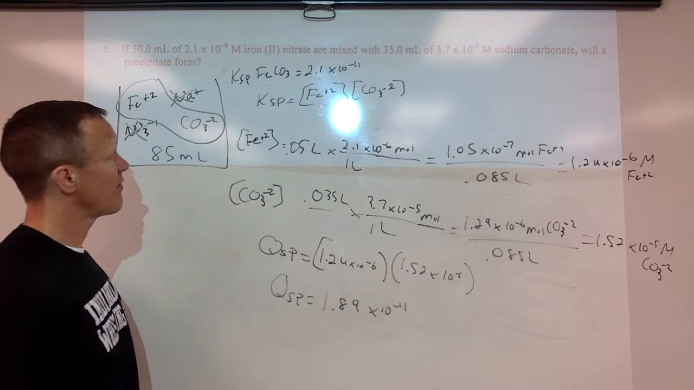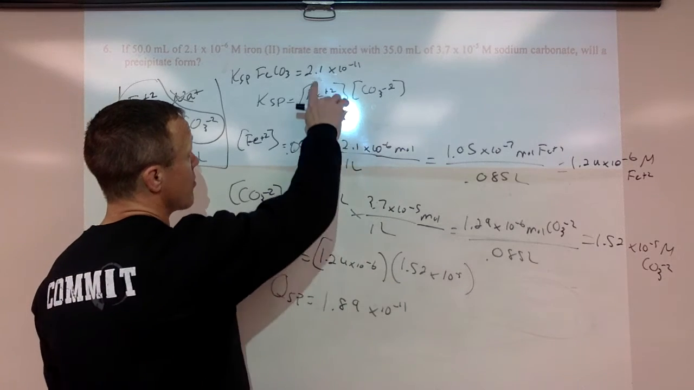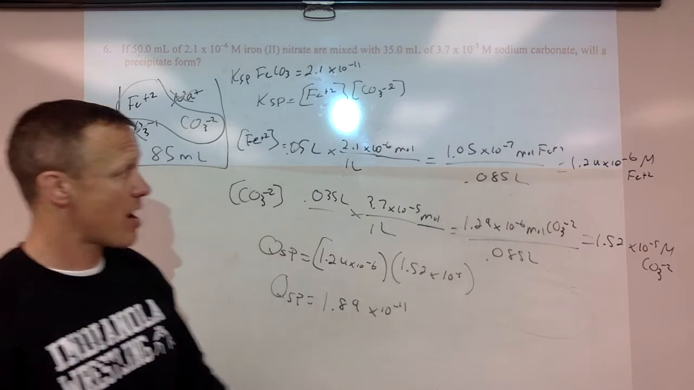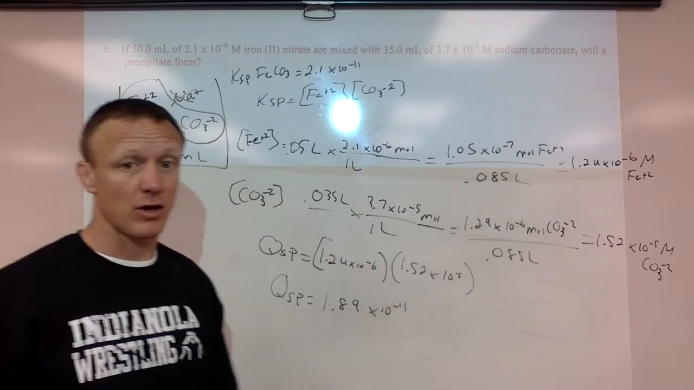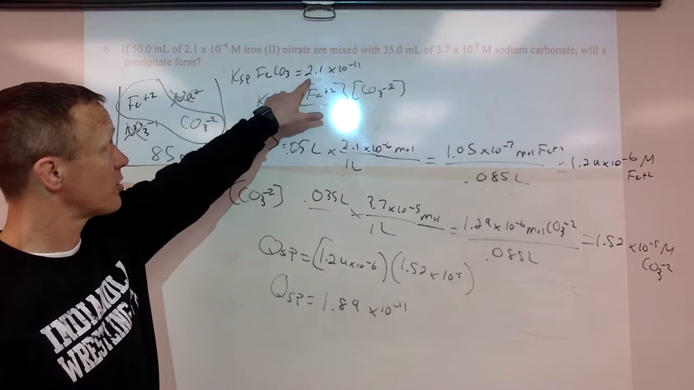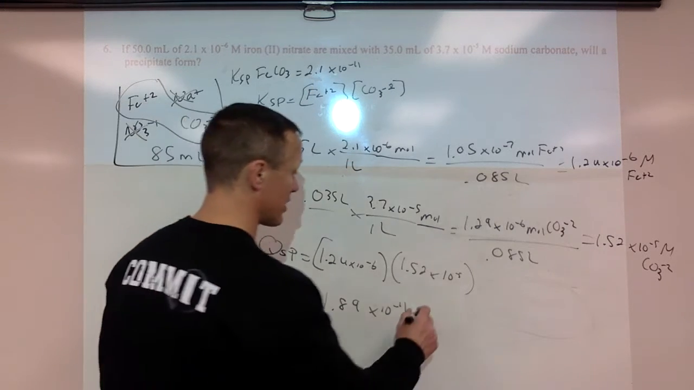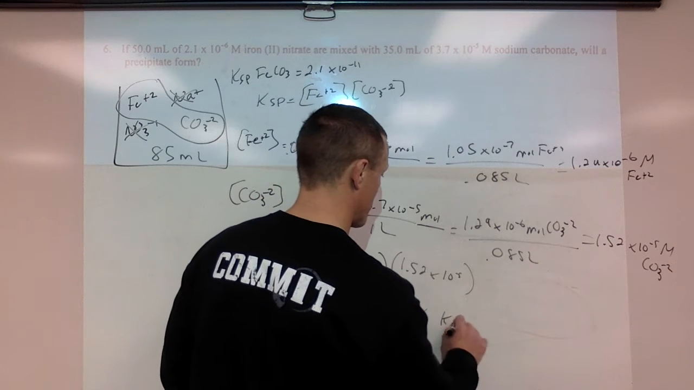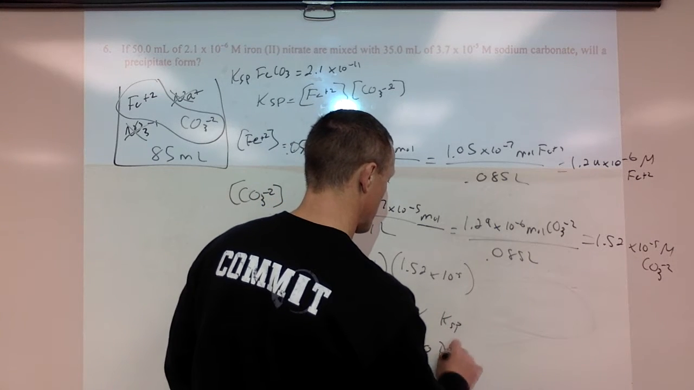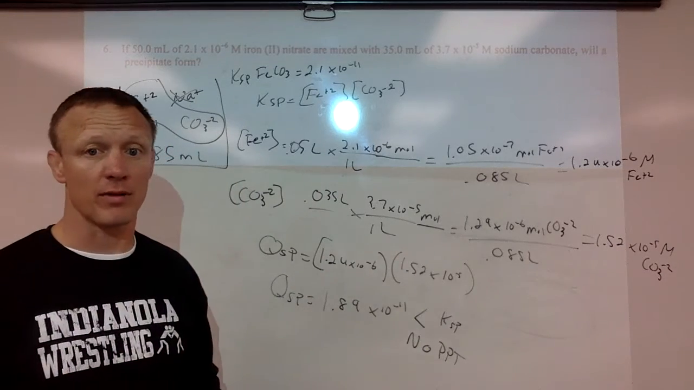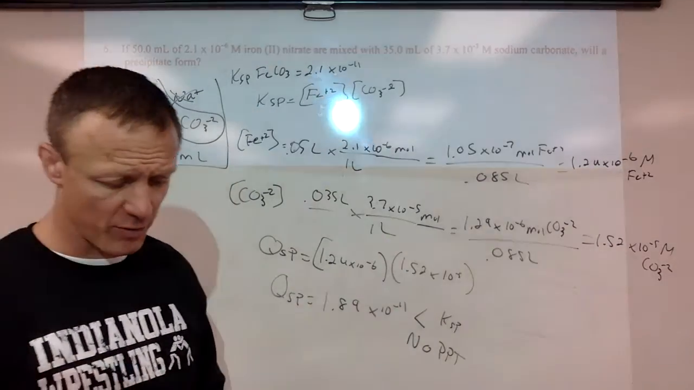Well, that value is smaller by a little bit than the Ksp. So this amount of iron and this amount of carbonate can dissolve, because remember, this would be the maximum amount these can multiply to. We're a little bit below, so that is less than the Ksp, so no precipitate would form. You would not get any solid iron carbonate in the bottom of that. One of the longer, tougher problems definitely.